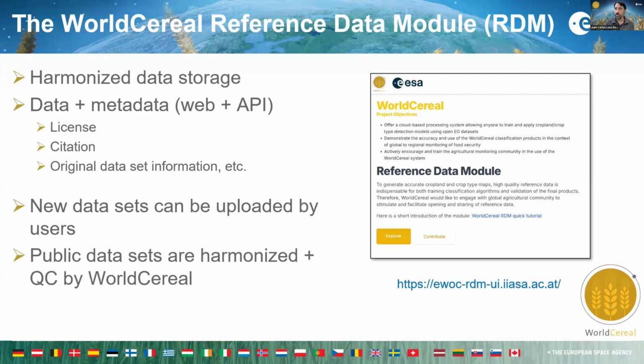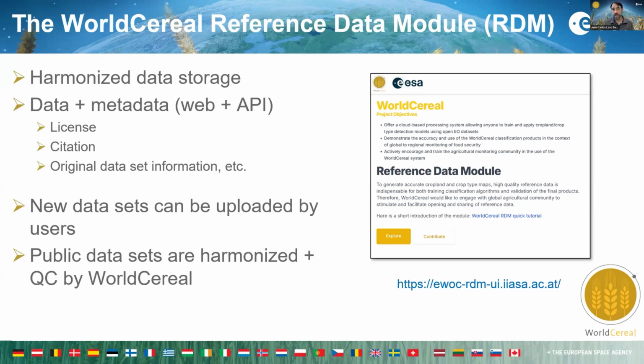That is, there has been lots of effort ongoing by Wageningen and by yourselves to do this harmonization and to put it in the words of the legend of WorldCereal. In the WorldCereal reference data module, you can find data that you can download as well as the metadata. You can do this through the UI or the API, and we'll see in a moment. This data and the metadata include, for example, the license on which the data was shared, the citation for the original data and the original dataset information, etc. Everybody can contribute new datasets. In fact, we encourage that very much, and we will see how this can be uploaded in a second.